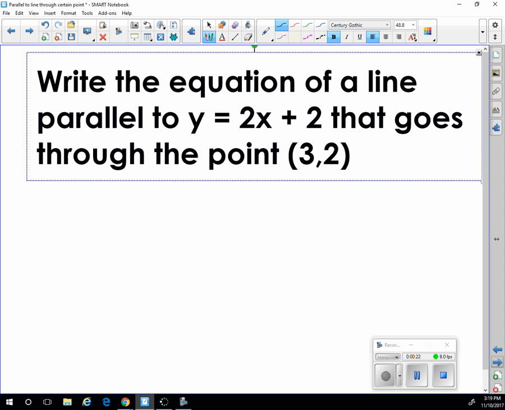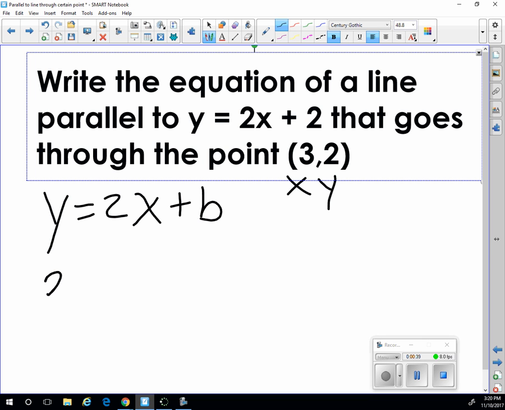Well, if it's parallel, it has the equation y equals 2x. That part's the same, but we don't know that the intercept will be the same. It could be, but let's go ahead and plug in. Here's x, here's y. So y is a 2 and x is a 3. 2 times 3 is 6.